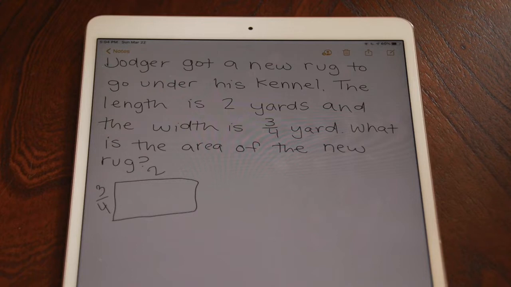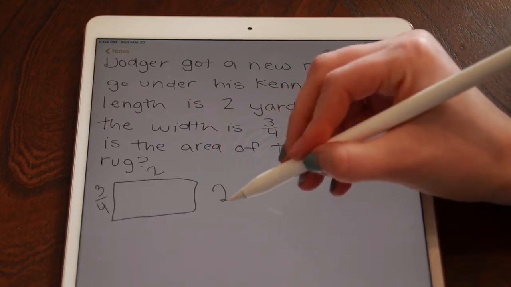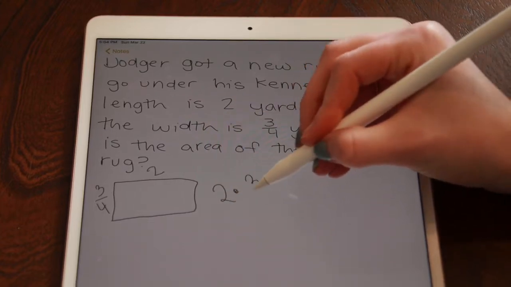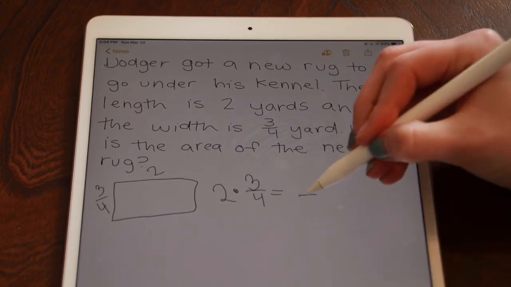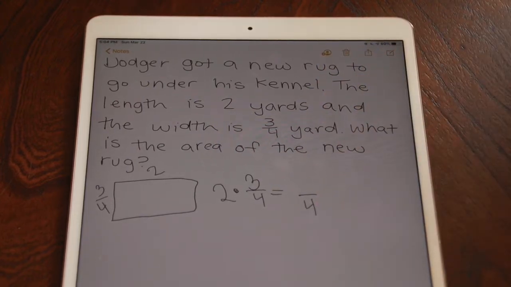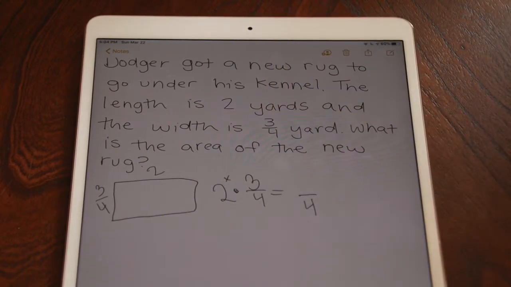How do I solve area again? Do I use addition, multiplication, subtraction, or division? I hope you guys all said multiplication. So I'm going to multiply 2 times 3/4. I know my denominator is going to stay the same like it always does. And I just have to multiply the whole number by the numerator. What's 2 times 3, class?